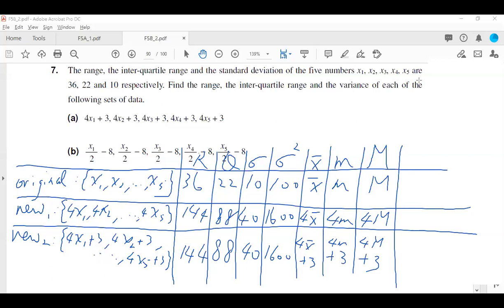嗱，你見唔見到佢？今次佢叫你求咩㗎？睇清楚個題目，係叫你求 find the range, interquartile range, and the variance. Okay, so we need to answer this is the range, this is the interquartile range, and this is the variance. Okay, so to answer the question, the range is 144, and then the interquartile range is 88, and then variance will be 1,600. Is okay?